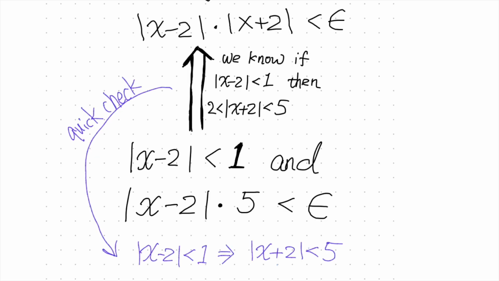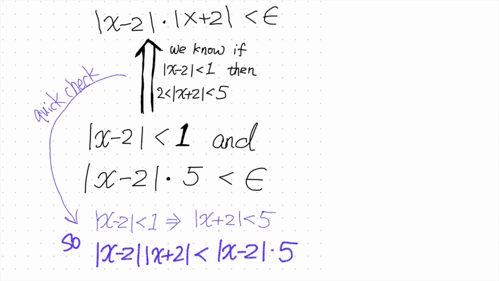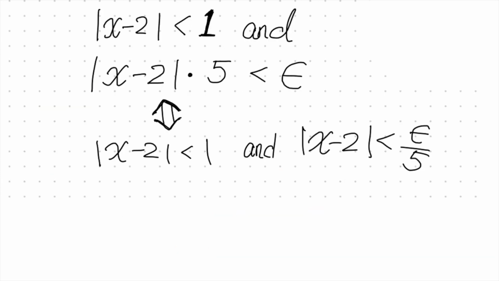Let's do a quick check that the absolute value of x minus 2 less than 1 and the absolute value of x minus 2 times 5 less than epsilon does imply the absolute value of x minus 2 times x plus 2 is less than epsilon. Okay, if the absolute value of x minus 2 is less than 1, we know the absolute value of x plus 2 is less than 5. So the absolute value of x minus 2 times x plus 2 is less than the absolute value of x minus 2 times 5, which is less than epsilon. Now the quick check is finished.